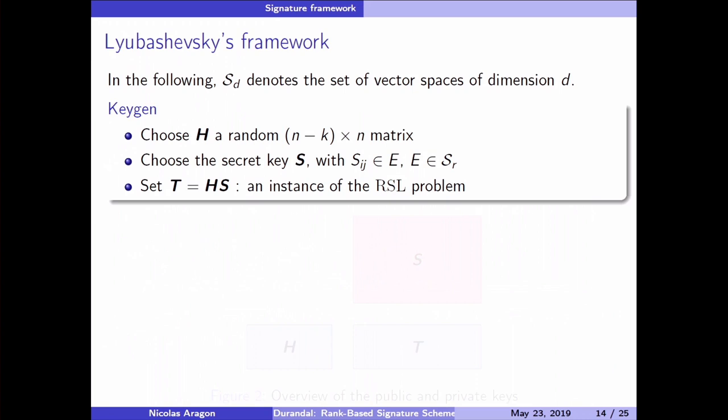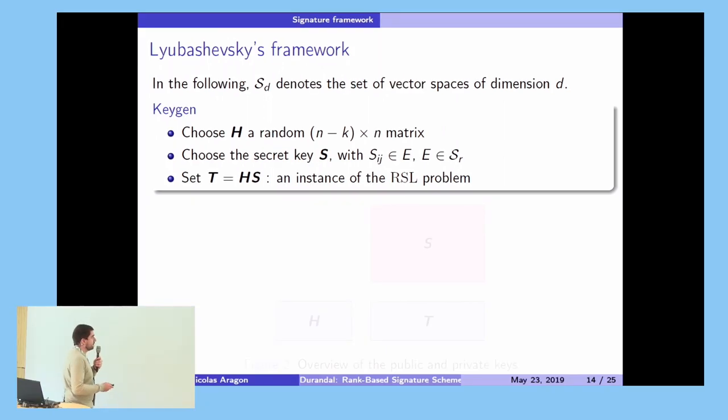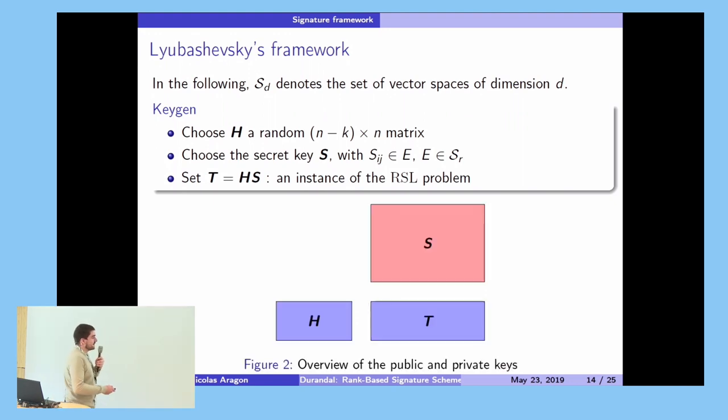Now this is the straightforward adaptation to the rank metric of the Lyubashevsky framework. So to generate the keys, we choose H, a random parity check matrix of a code, and we choose a matrix S that we call homogeneous matrix because each of its coordinates lie in a secret support E of dimension R. And another part of the public key is T, the product of H by S. And this is an instance of the RSL problem because each column of S can be seen as an error vector of the same support E, and each column of T can be seen as a syndrome.